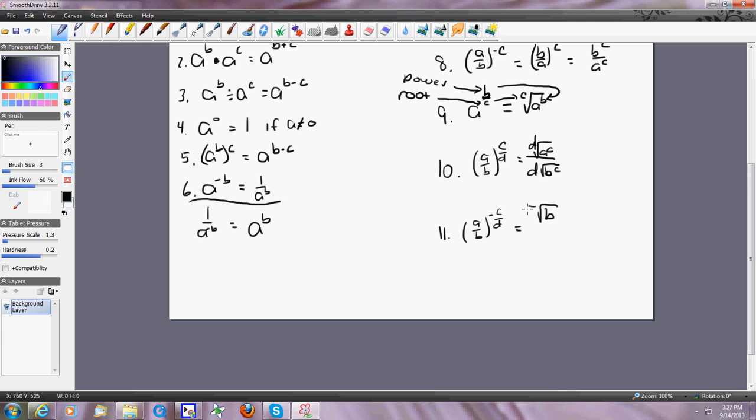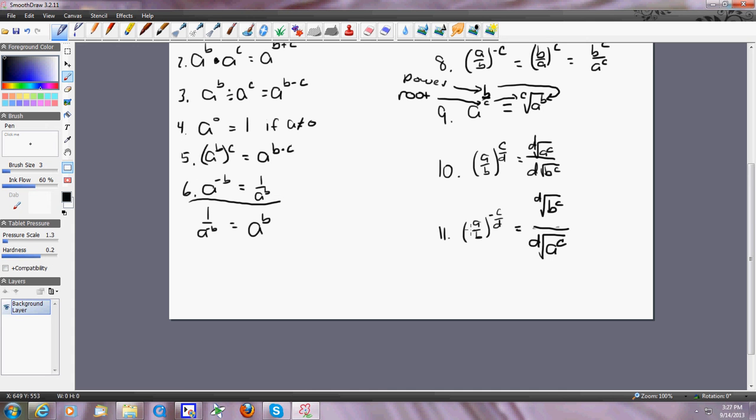the D root of B to the C over the D root of, oh, that is terrible. That is absolutely terrible. My apologies. The D root of A to the C. And actually, I'm going to rewrite that top one as well, because that top one looked pretty awful as well. The D root of B to the C.